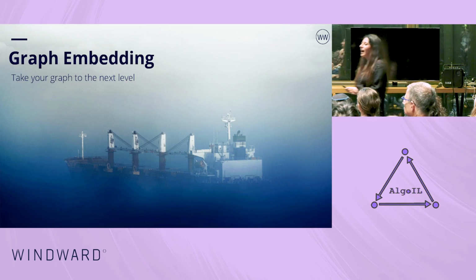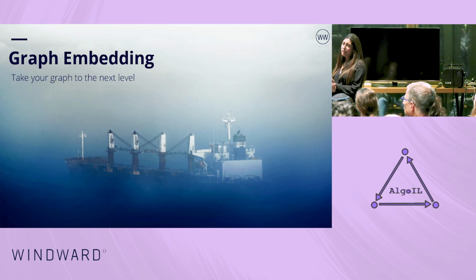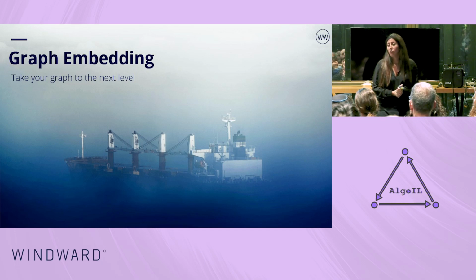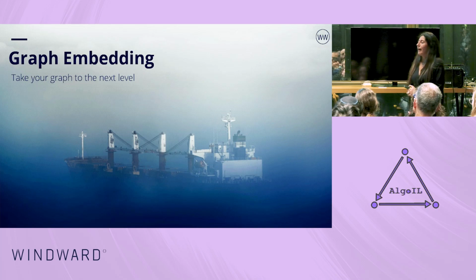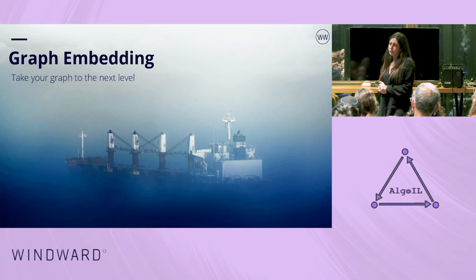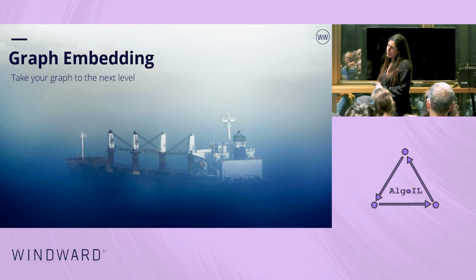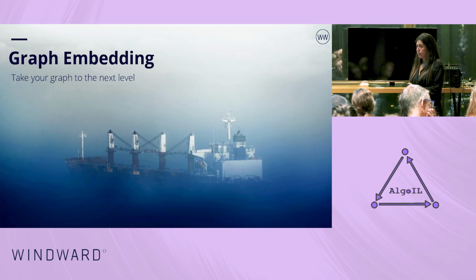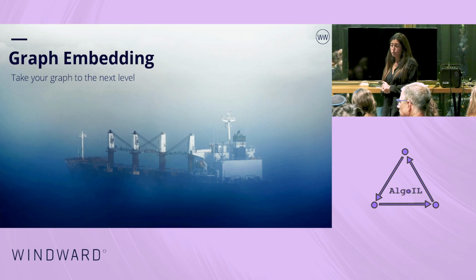We've seen how there are two levels to study graphs, and we didn't see yet the third one. The third one is what we call graph embedding. I think it's the highest level of graph study. Basically, graph embedding enables you to take your graph to the next level, to extract features out of it, to build features from your graph.